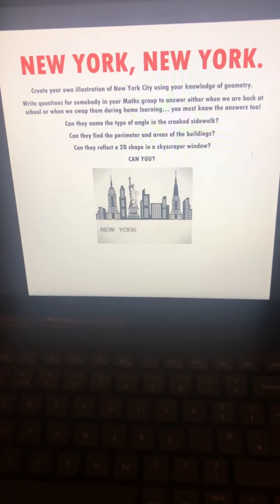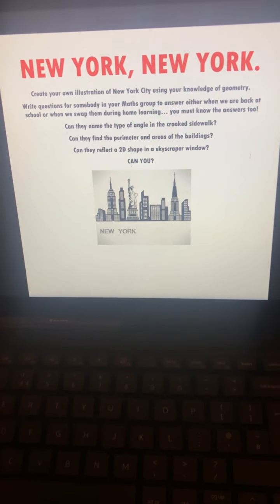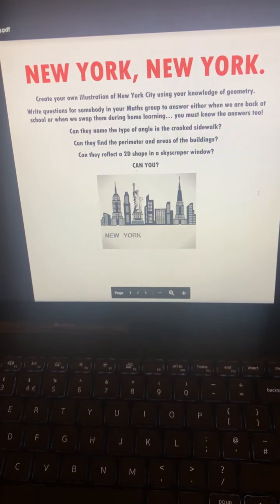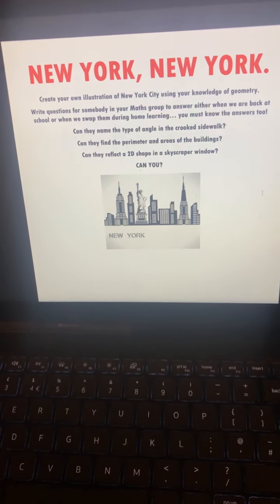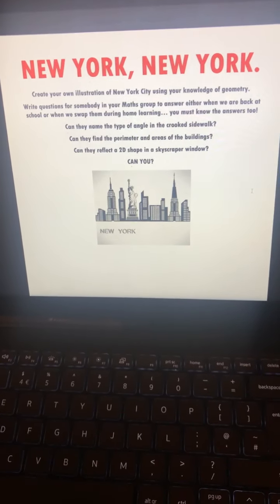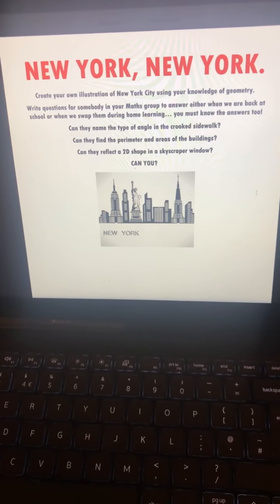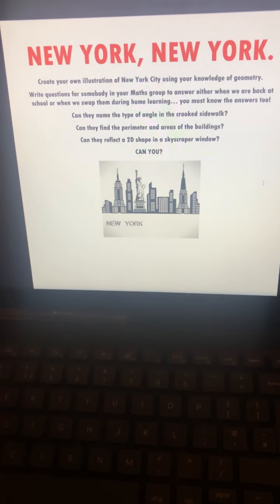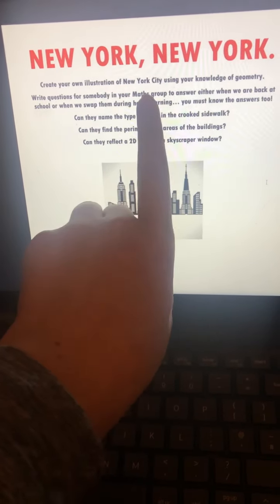What we're hoping will happen is that when we're back at school eventually, we will either find a way then for you to share them, or we are going to find a way to collect them all in and send them home. We will sort something out, but it might take us a while. So we're going to do this task and then hopefully we'll find a way to swap them over so that your partner can have a go. So you're writing questions for someone in your maths group to answer, like I said, either when we're back at school or when we swap them during home learning. So you must know the answers too, so that you can tell them if they're right or wrong, obviously.